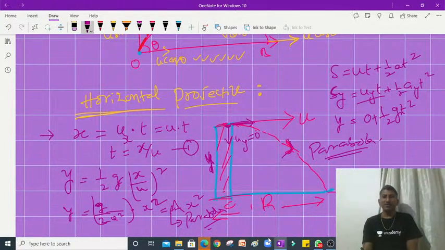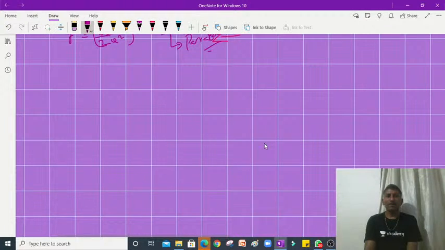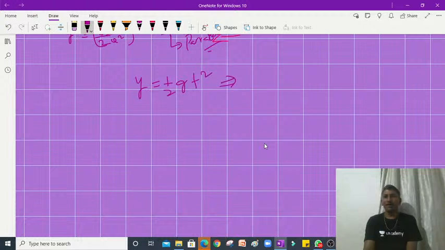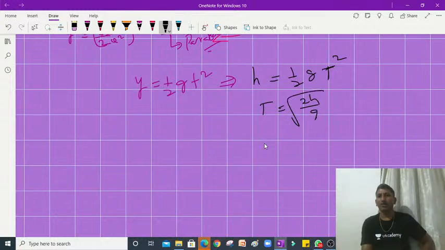And what is the range? Range is velocity into time. Time we can get from this now, if y is equal to h. We have y is equal to half g t square. Y is nothing but the height of the tower, so h is equal to half g t square, where t is the total time, the time of descent from the maximum to the ground. So from this t is equal to the square root of 2h by g.